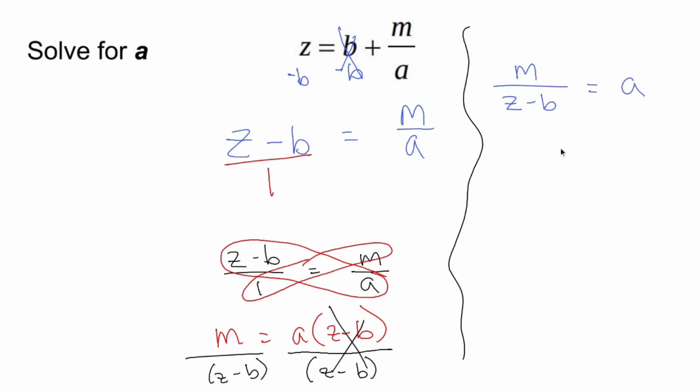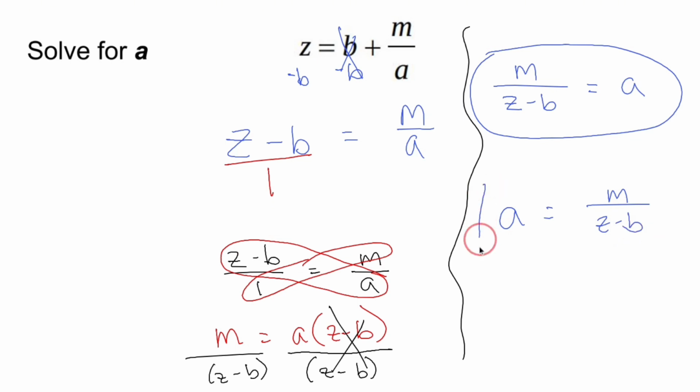A is all alone now. Some teachers might be okay with that and say, that's fine, but I prefer to have my A on the left. So if M over Z minus B equals A, then A is going to equal M over Z minus B. It's the same thing, just written backwards. This is prettier, but that's okay. Okay, so that's a literal equation. This one was very, very tricky, but we got the job done. Literally. Oh, thanks for watching.